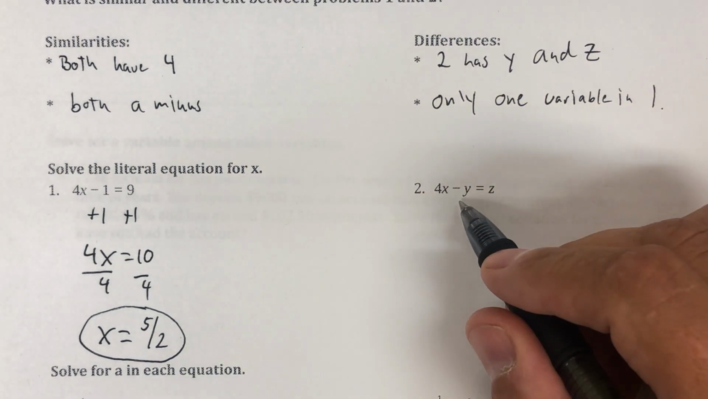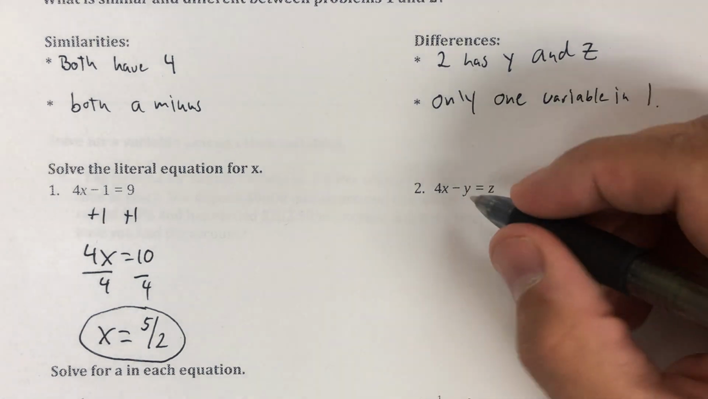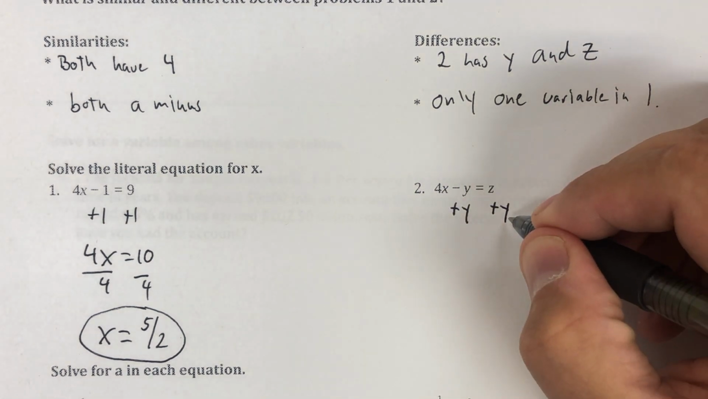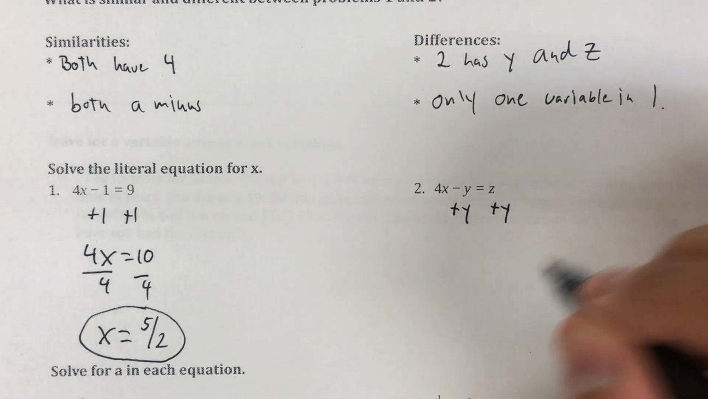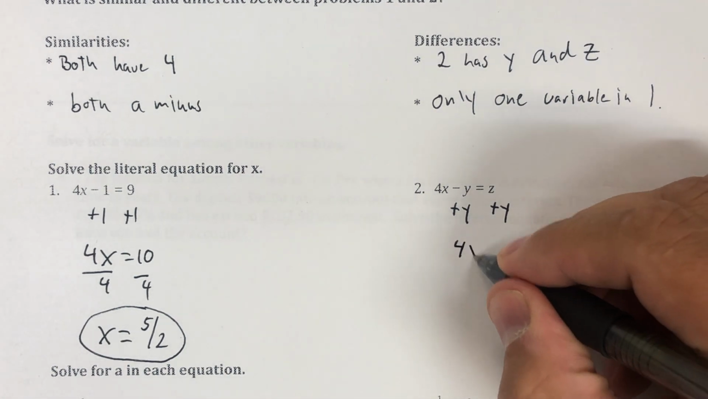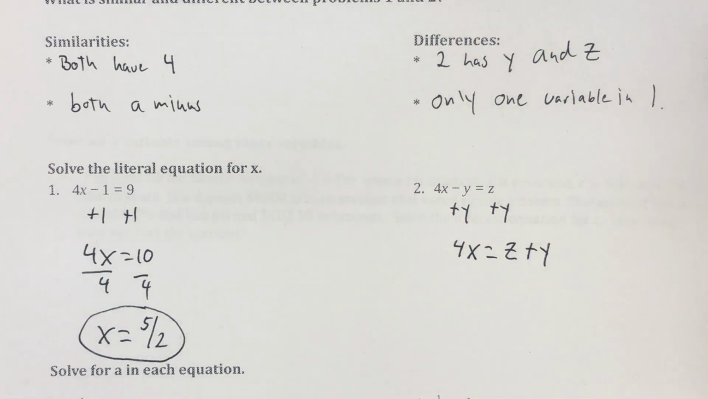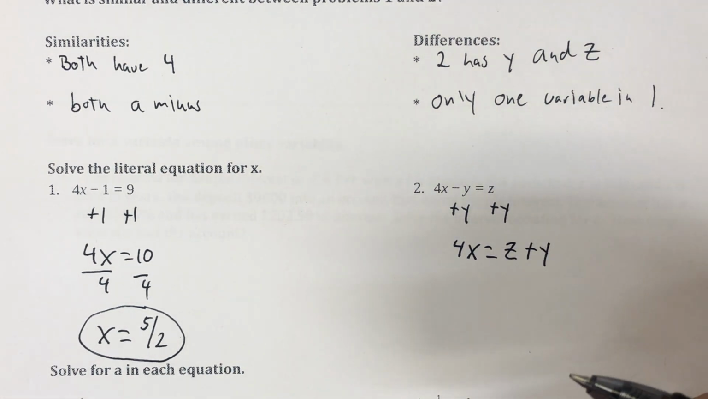Process the same. Just like when I moved the 1, for me to move a negative y, I will add y. This does not become zy. It becomes z plus y. Those are not like terms. They cannot be combined. So 4x equals z plus y. That could go in either order. You could also say y plus z.